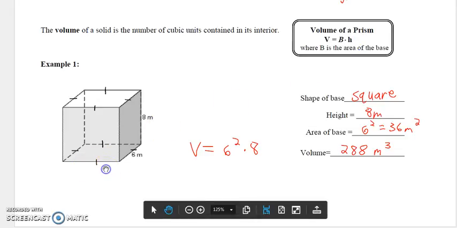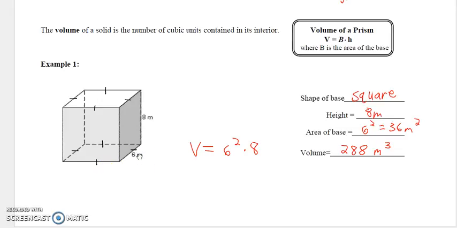Well, the area of the base is just going to be 6 times 6 because it's 6 squared. The area of the square, remember, is side squared. So the area of the base is going to be 36 meters squared. Area of the base is in meters squared because the length is in meters. The volume of the prism is then going to be that 36 times the height.